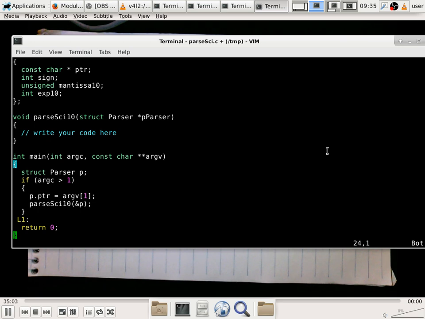Okay, so don't change anything in main. There's no need for you to change anything in main. You have to put all your code into the content of parse sci10. You can add additional functions that you can call from parse sci10.